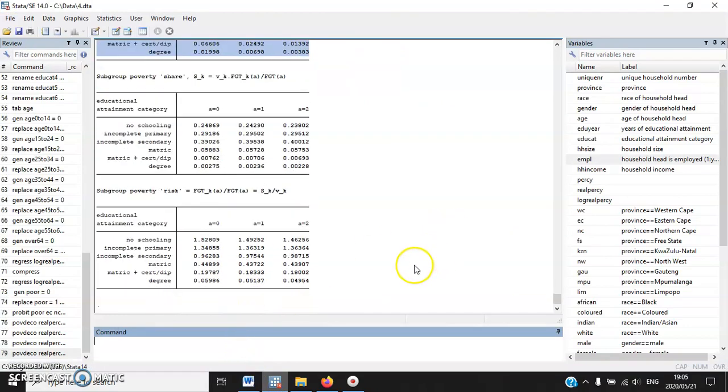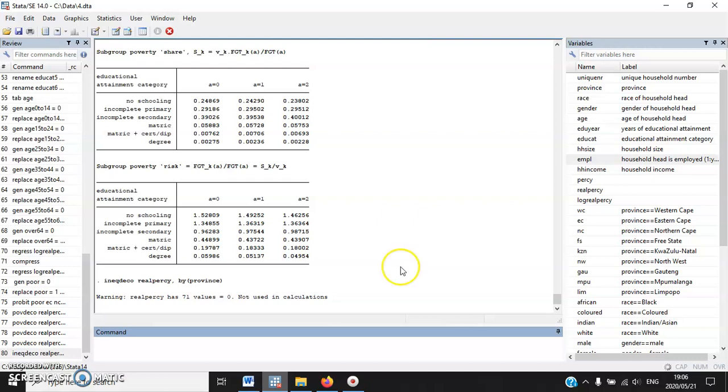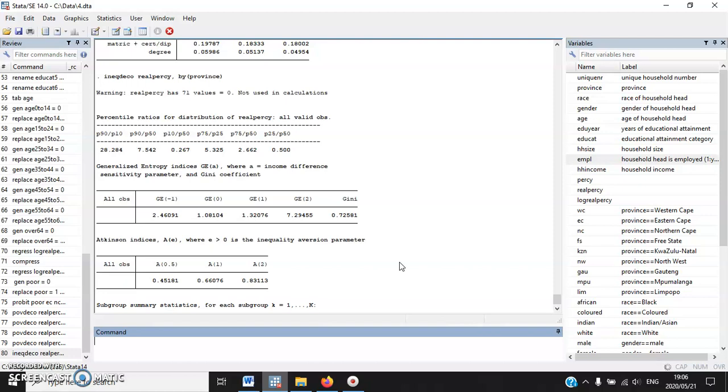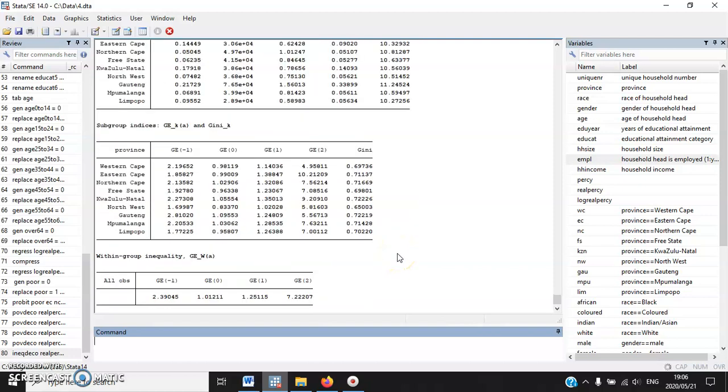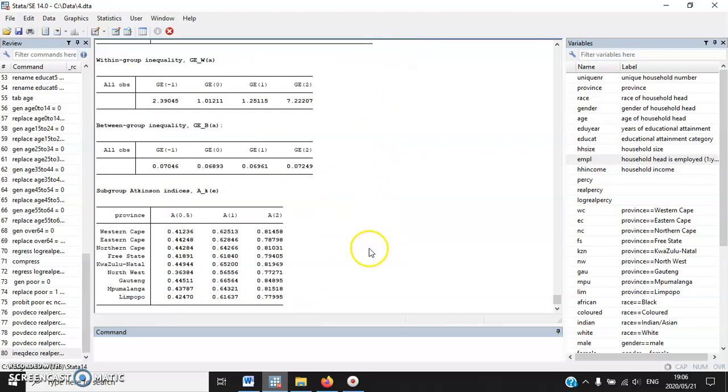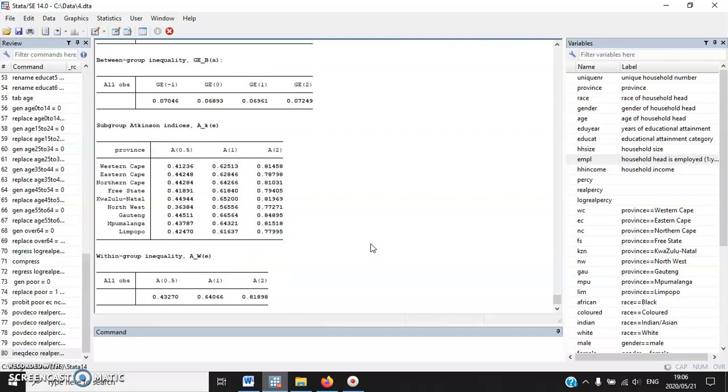You have two ways to work out the Gini coefficient. The first one is INEQDECO, inequality decomposition. Real per capita income, again, by province. It takes a bit of time, actually. We only need to worry about the Gini coefficients. The rest are beyond the scope of this workshop.